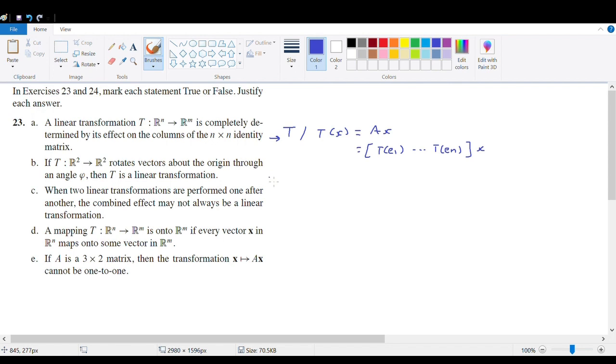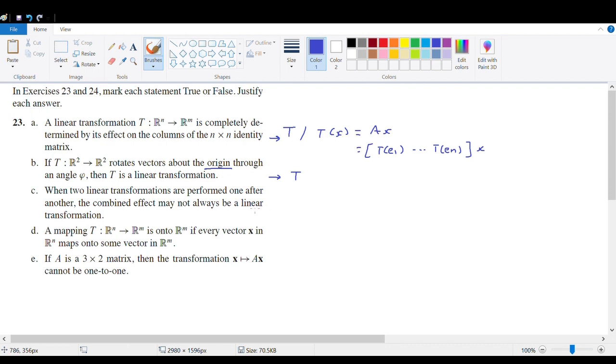So a is true. Now b: if T from R2 to R2 rotates vectors about the origin, so that means x1 will be changed and x2 will also be changed through an angle theta, then T is a linear transformation. We say that the rotation is a linear transformation, so this one is true. This is just a reflection about the x1 axis and then a reflection about the x2 axis, and reflection is always a linear transformation.